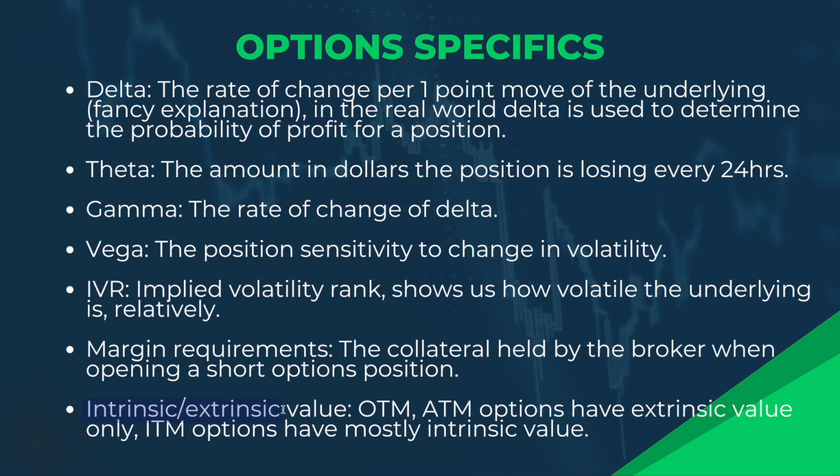Now there's intrinsic and extrinsic value. So we have OTM, which is out of the money options. We have ATM, which is at the money options. And we have in the money options. Again, it's all fancy names. Might be confusing, might be not. All you need to know is out of the money and at the money options have purely extrinsic value, which means this is basically what the option can lose. And when you have intrinsic value, this is basically value that the option cannot lose.